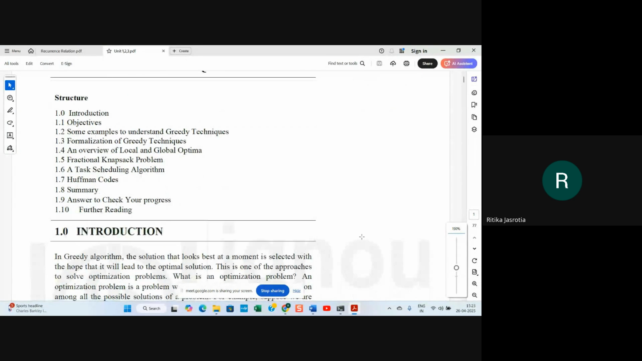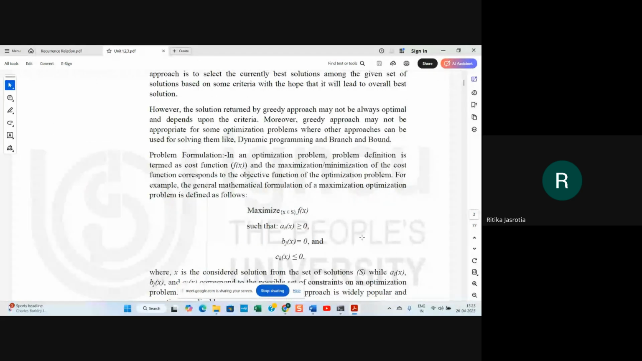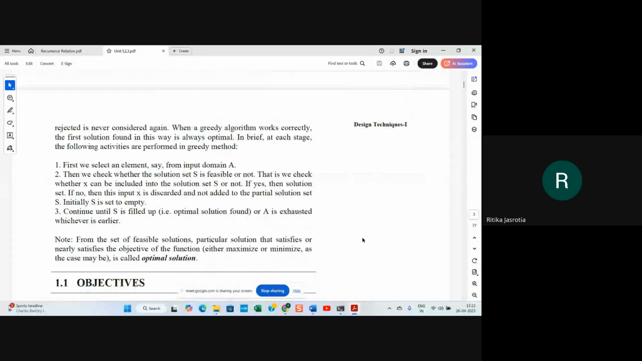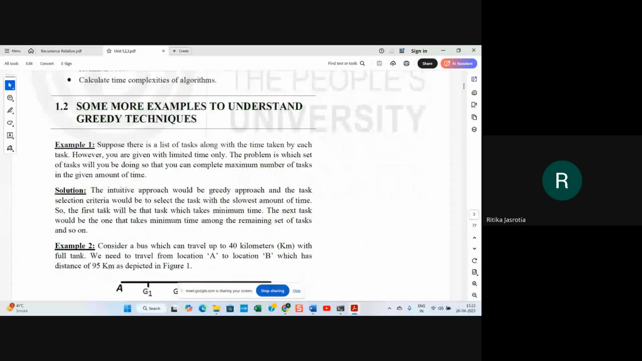So we will be talking about the different algorithms of greedy techniques. So first they are explaining what is greedy technique. We have already seen that. So if you want to maximize or minimize certain optimal problems, you want to maximize or minimize readily. For some of the examples they are talking about, suppose there is a list of tasks along with the time taken by each task. However, you are given limited time only. The problem is which set of tasks will you be doing so that you can complete maximum number of tasks in the given amount of time. This is an example of a greedy technique problem.